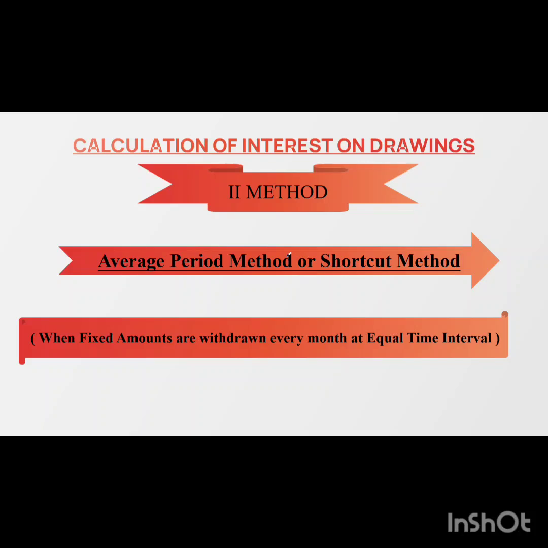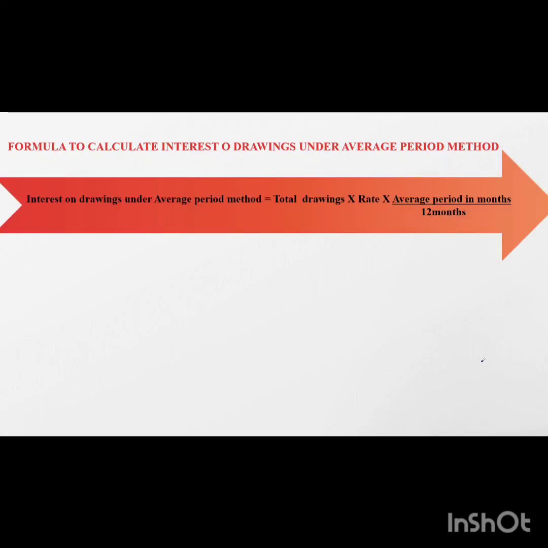Now, this average period method is used when a partner withdraws a fixed amount on a regular basis throughout every month. In that case, we use the average period method. Now let us see the formula to calculate the interest on drawings under the average period method. The formula is: interest on drawings equals total drawings into the rate of interest into the average period in months, divided by 12.